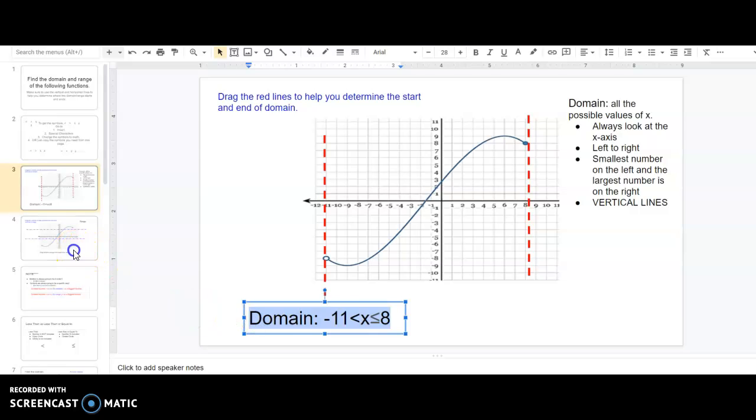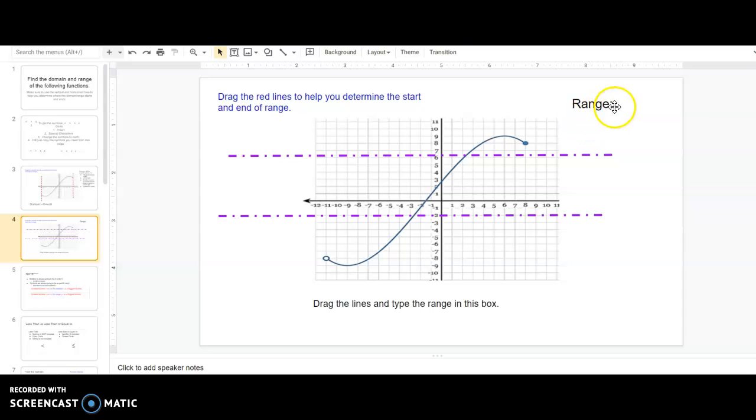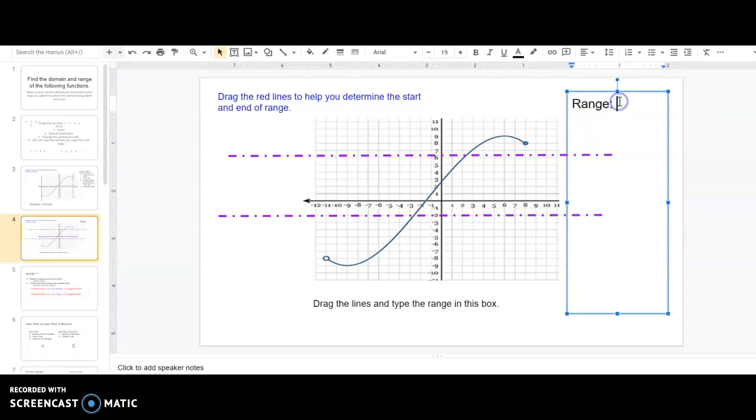All right, let's go ahead and try the range. The range is all the possible values of y. So we are going to be looking specifically at the y-axis. So you're looking at the numbers on the y-axis. This one's different. We're going to start from the bottom to the top. Your lines on this one are horizontal. Notice that the lines are different. Horizontal lines.